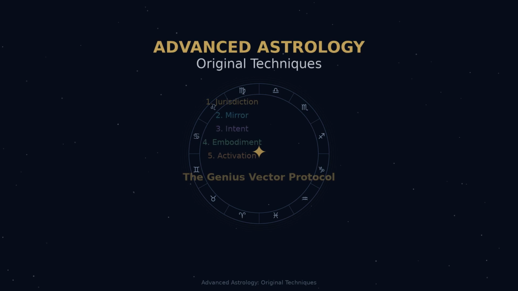Exactly. We will use 5 layers: the jurisdiction layer, the mirror layer, the intent layer, the embodiment layer, and the activation layer. Each layer draws from established methodology, but the way they combine is entirely original. By the end, you will have a weighted scoring system that produces a genius signature for any chart.